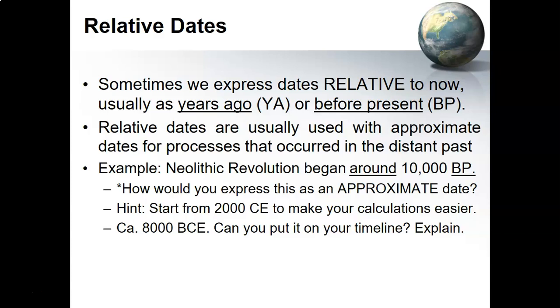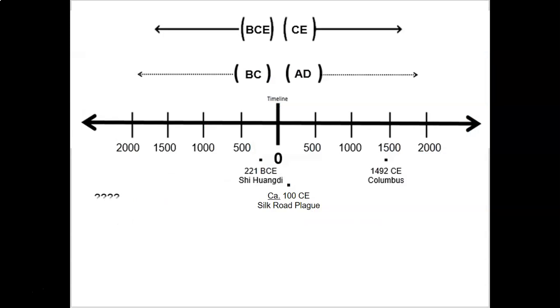8,000, most of you are going to get that. You go 10,000 and subtract 2,000 because that's what's left, and the circa is required because it's an approximate date. Here's the question though, can you put that on your timeline? I'm betting you very quickly figured out you can't. Why not? Well, because to the left of 0 on our timeline, the last vertical line is 2,000.